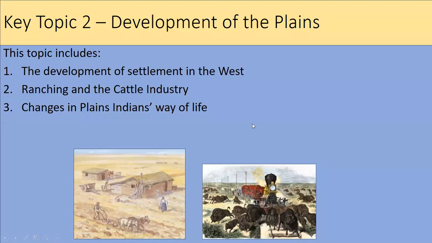So, key topic 2, just as a bit of an overview. This topic includes development of settlement in the West. So we're going to take it further, why people moved to the West in America. We're going to introduce a new unit, ranching and the cattle industry, and then changes in the Plains Indians' way of life. So just as an overview of what's coming up in Unit 2.